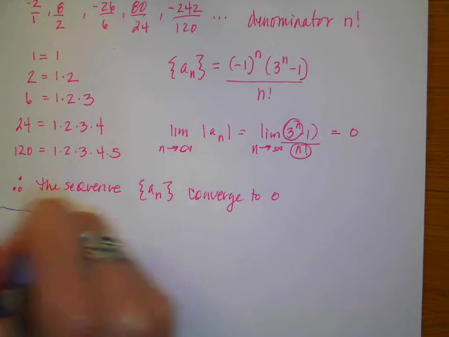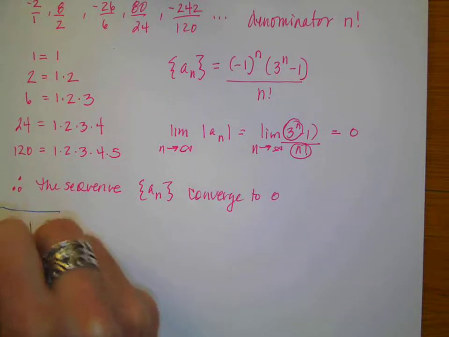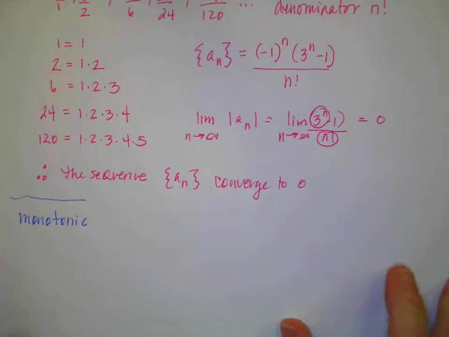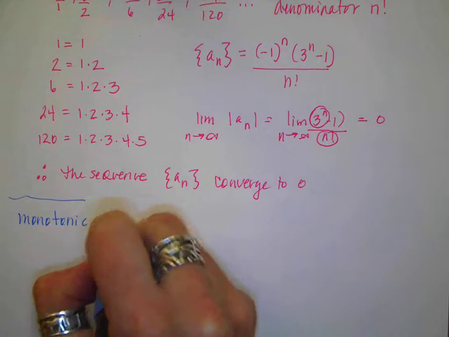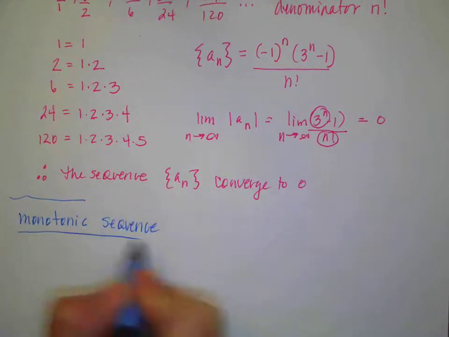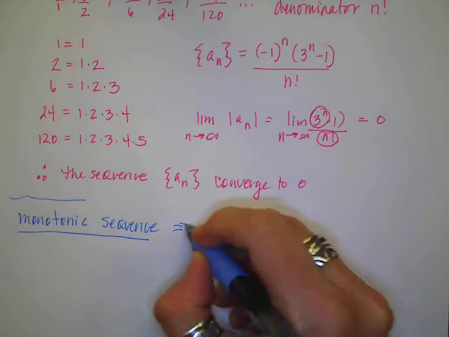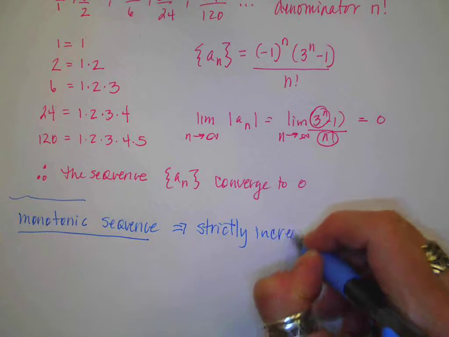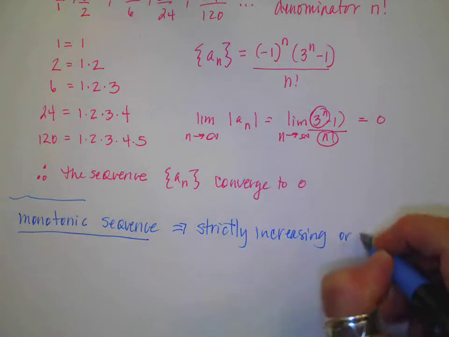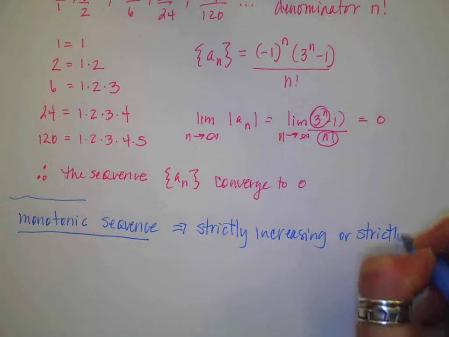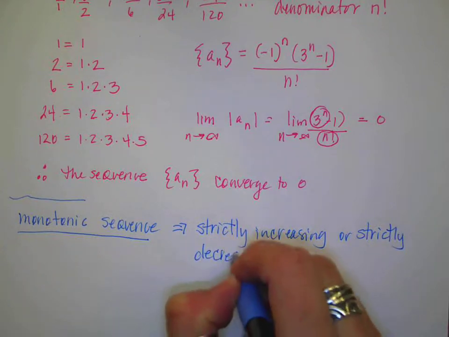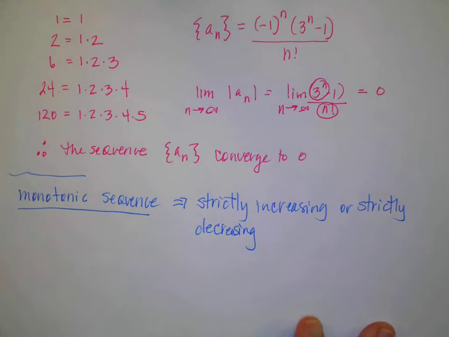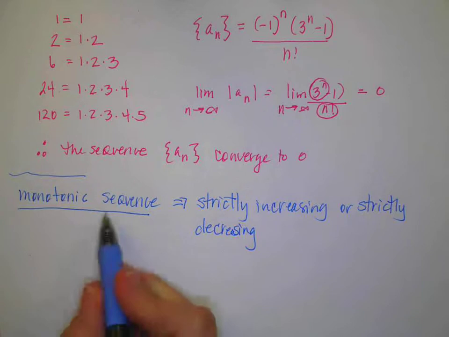All right, so another vocabulary word that I want to bring in for today is monotonic. And we've talked about this for the last couple of years, but now we're going to talk about it in terms of a sequence. So a monotonic sequence means that the sequence is either strictly increasing or strictly decreasing. Okay, it doesn't change, it doesn't go from increasing to decreasing. It has to either be all of one or the other.